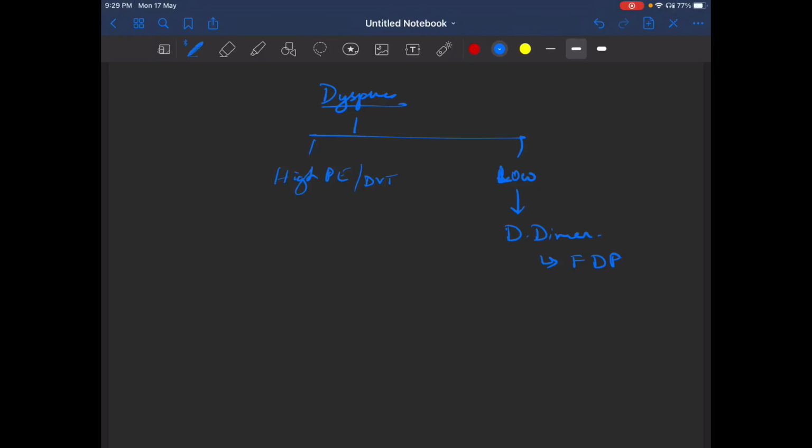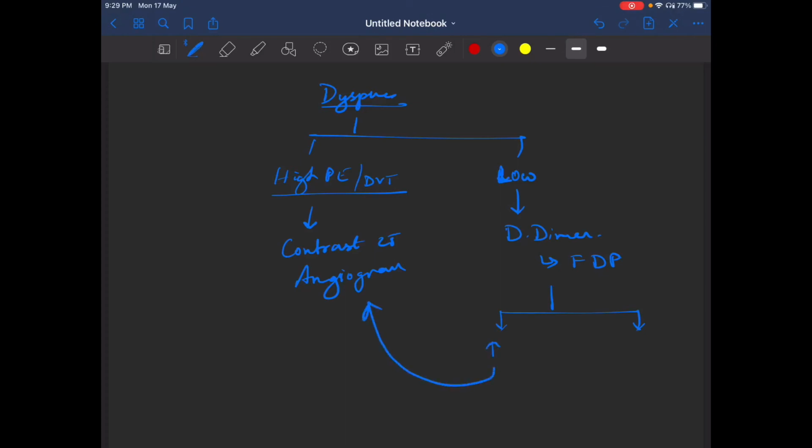Okay, and in high suspicion, you directly go for contrast CT angiogram. You can see and visualize directly where there is a block. And if you want to treat the patient, you can confirm it. If the D-dimer is normal, you see if there is a chance of DVT. Again, clinically evaluate, Doppler studies and everything. If the D-dimer is elevated, go for CT angiogram immediately.